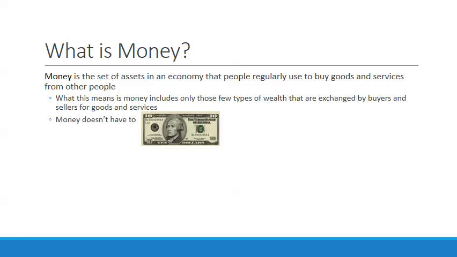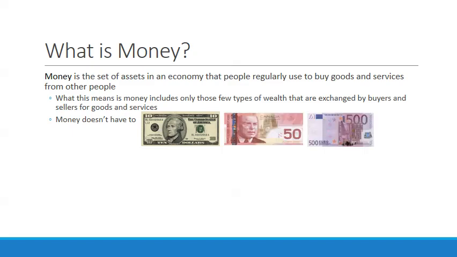Money does not have to be cash. When you look at the different types of currencies, all those are representations. Essentially, these are a set of assets that people use to buy goods and services. They represent something else. Money only needs to be an agreed upon asset. For example, it's just used to conduct trade and market.